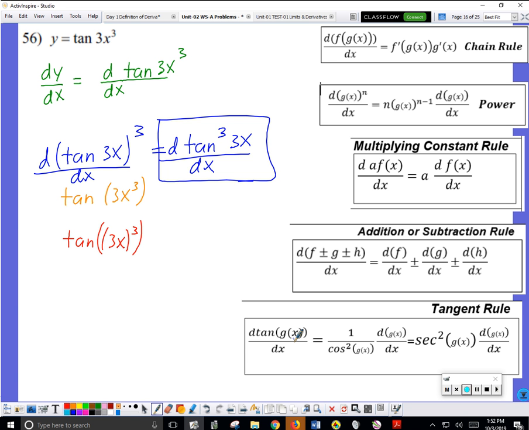If the equation was the orange one, did you use the tangent rule first? If the equation is the orange one, you absolutely use the tangent rule first, because what you're starting with is a tangent of something. The power is within the tangent.